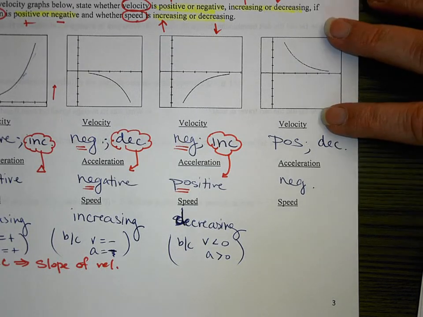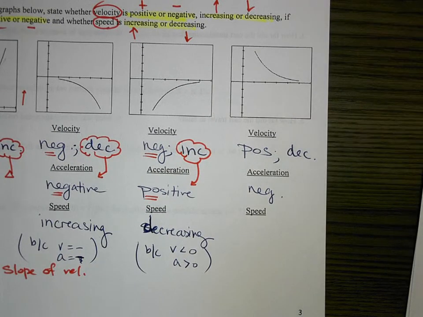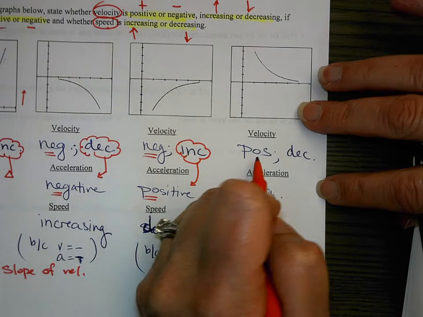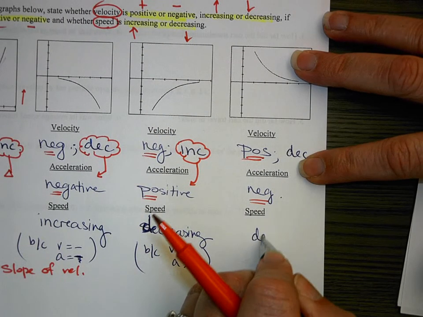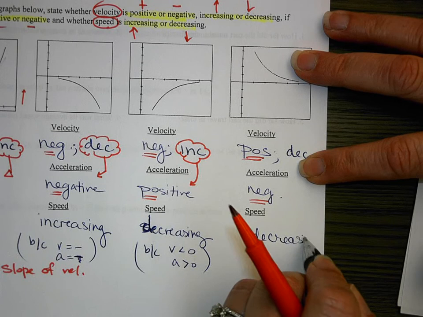All right, last one for this video. So this one right here, we have velocity is positive, acceleration is negative. So again, they are opposite signed, so because they are opposite signed, speed would be decreasing.